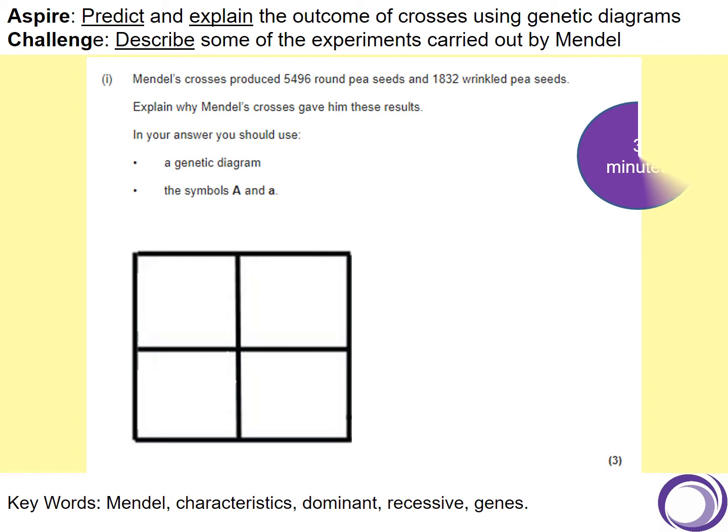If you are struggling, remember that some of the offspring were wrinkly, so were recessive, so were small a, but a lot more were round, so were dominant.